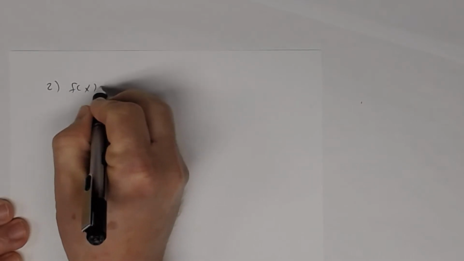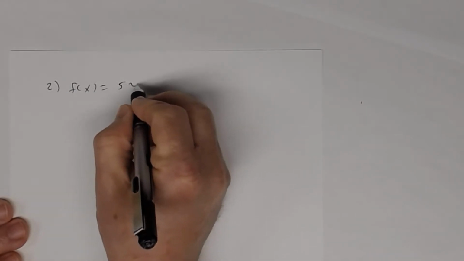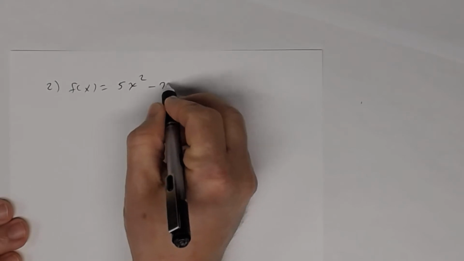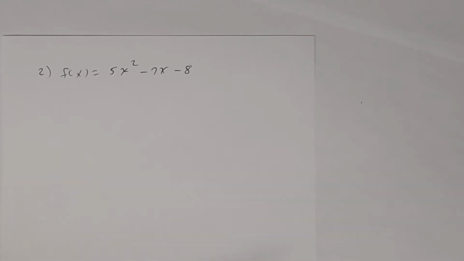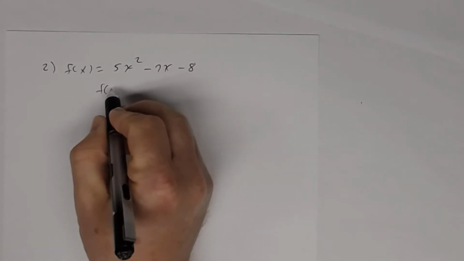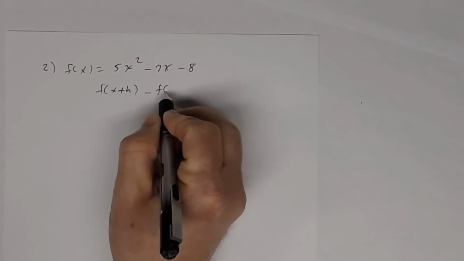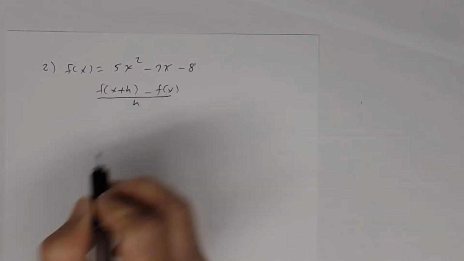Let's look at a quadratic one. So let's look at number 2. Let's suppose we had f of x is equal to 5x squared minus 7x minus 8. So I'm going to do it in steps first, and then we'll do it the other way. Okay, so let's do it in steps. Remember our difference quotient: f of x plus h minus f of x, all of that being divided by h.